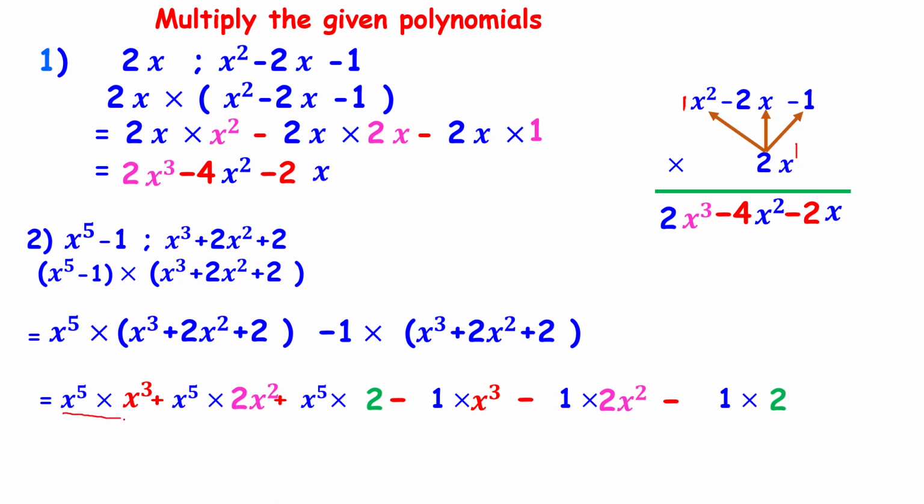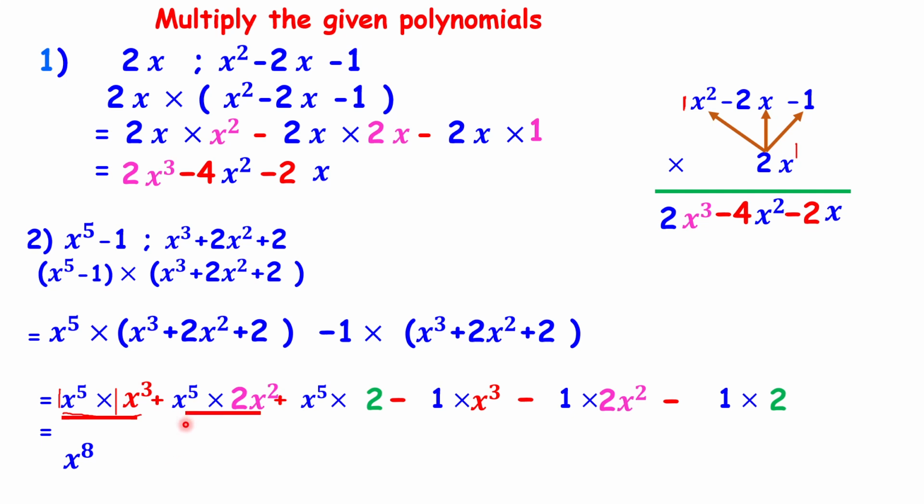To take multiplication of x raised to 5 and x cube, both terms have coefficient 1. Therefore 1 ones are 1, and x is the variable in both terms and multiplication is the operation. Therefore we will take addition of their indices. X raised to 5 into x cube means x raised to 8.